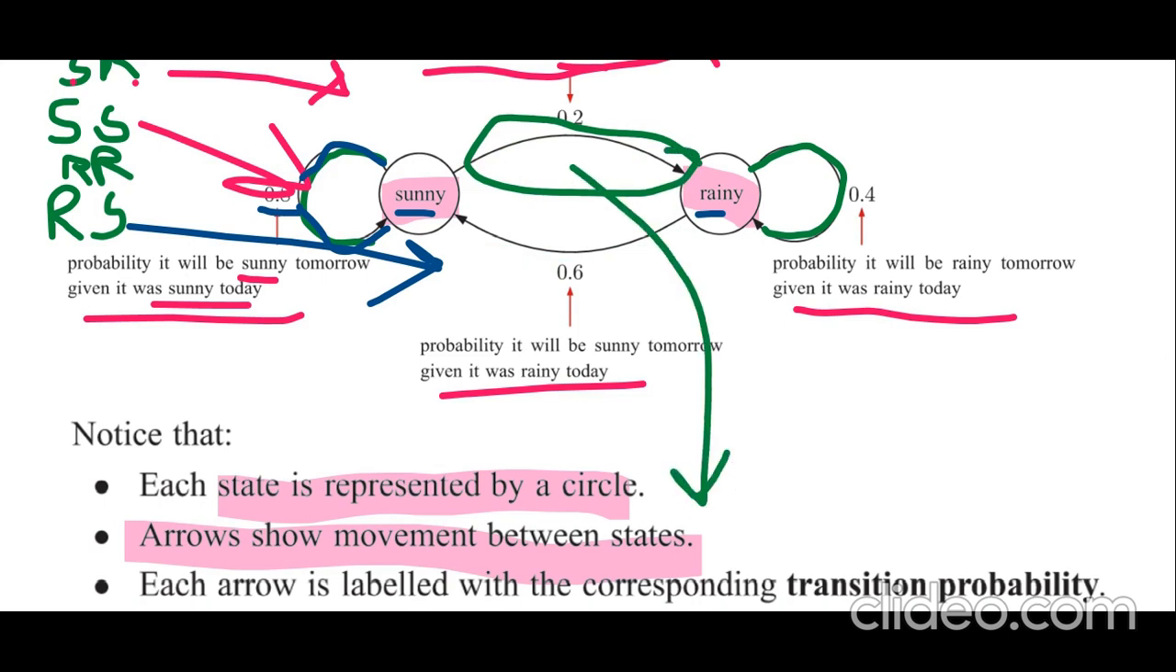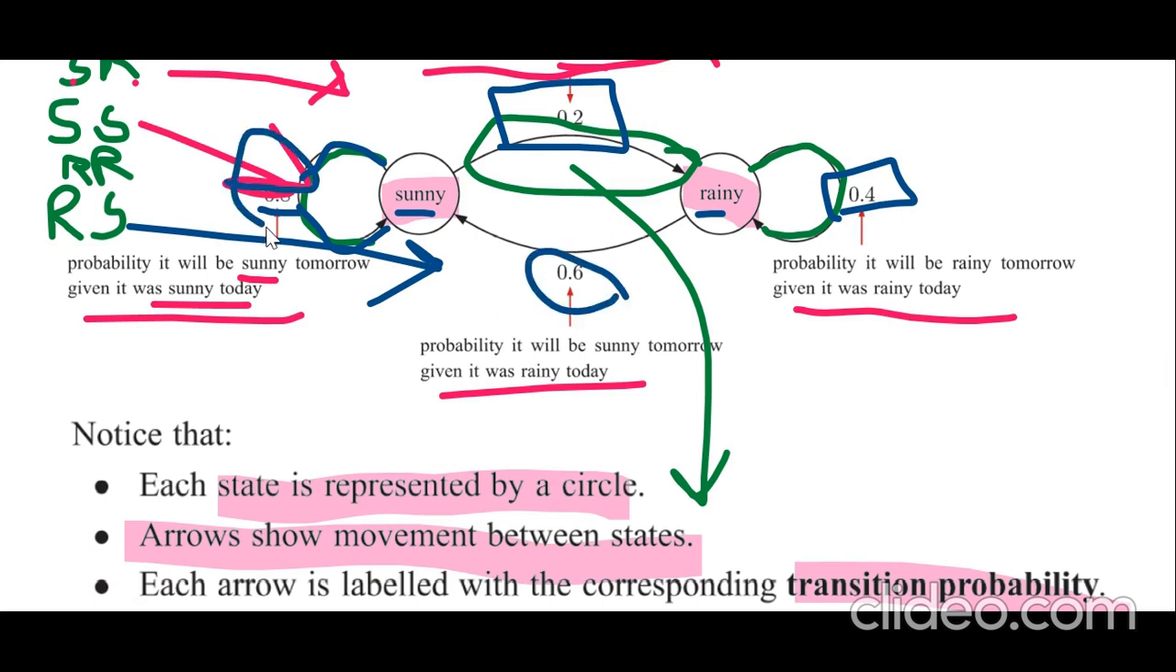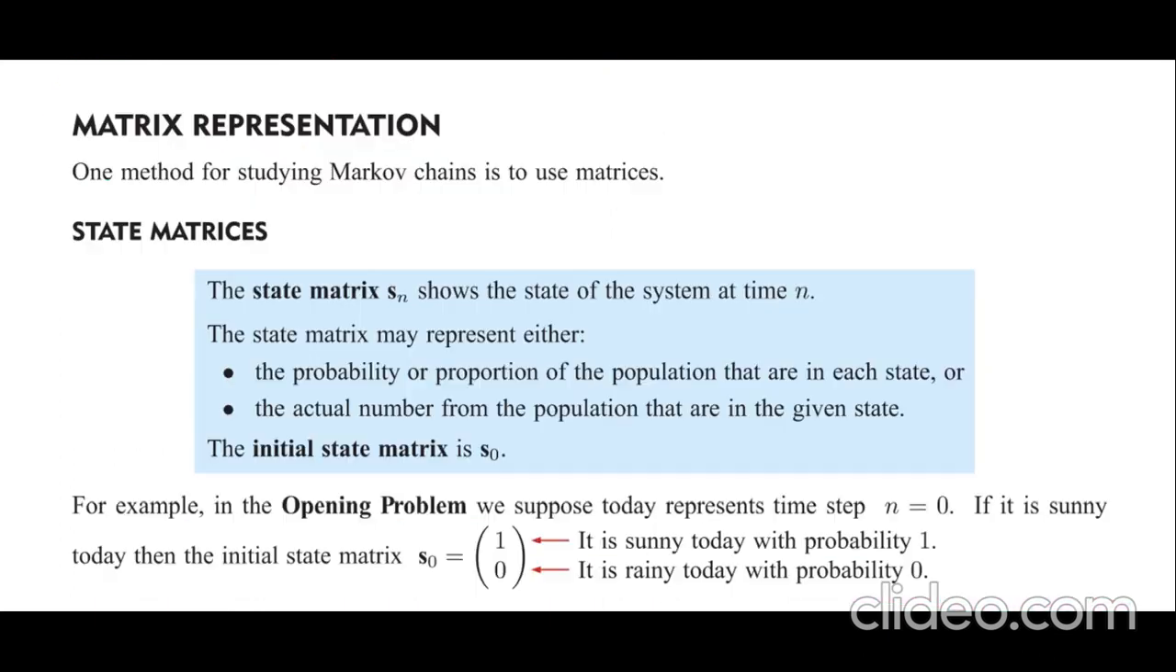Then each arrow should be labeled with the transition probability, which again you guys can see. Here we have both days rainy is 0.4, first day rainy, second day sunny is 0.2, and similarly we have the others, 0.6 and 0.8. Now, let's move forward if you've understood these key points of the representation of the transition diagrams.